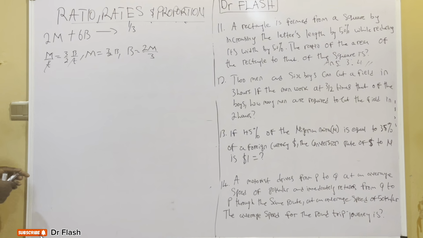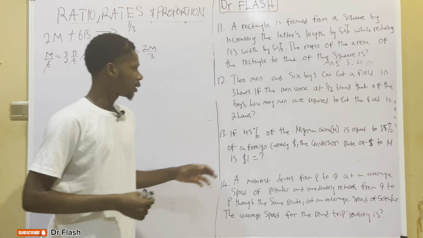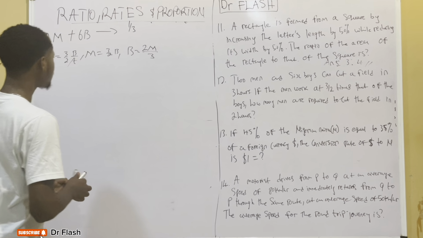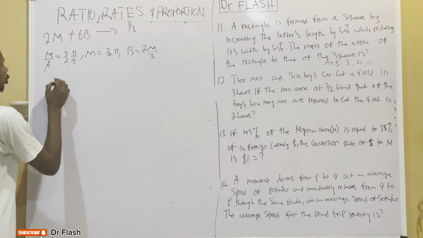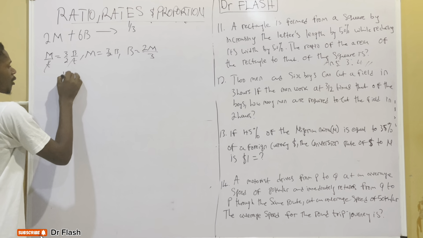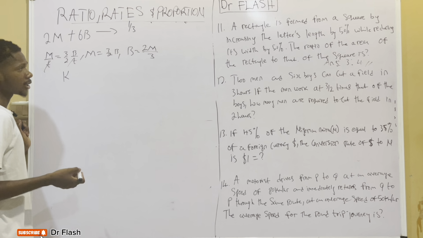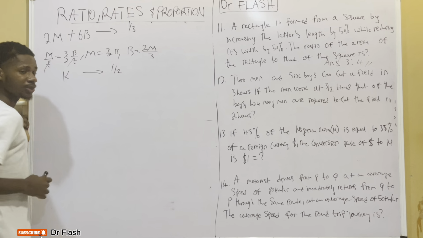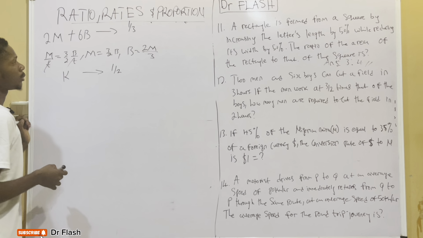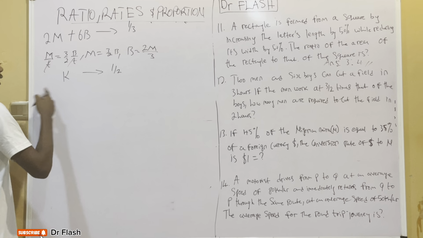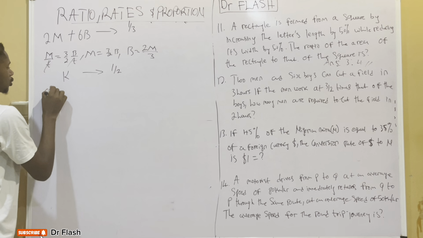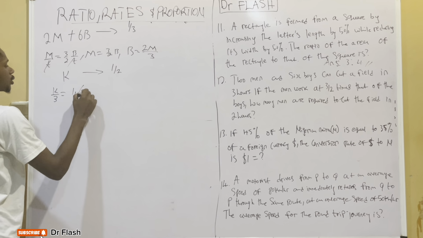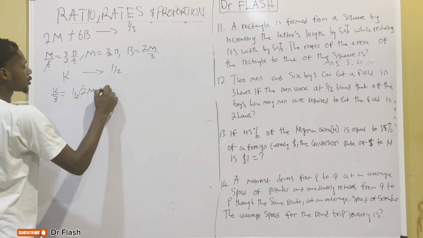Leave that aside. The next part of the problem says, how many men are required to cut the field in 2 hours? So an unknown number of persons, let's say K, are going to cut the field in 1 over 2. Remember, it is always inversely proportional. From here we can do the maths: K times 1 over 3 gives K over 3, which equals 1 over 2 times everything here, so 2M plus 6B.